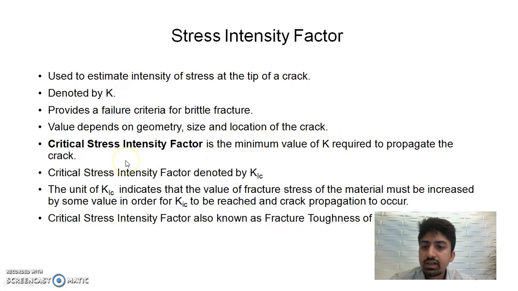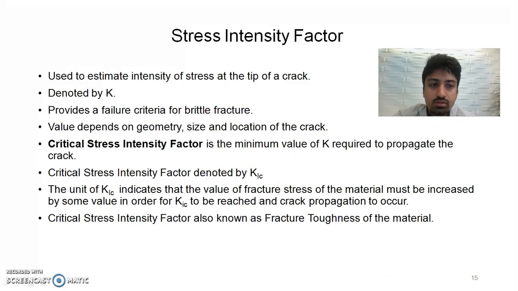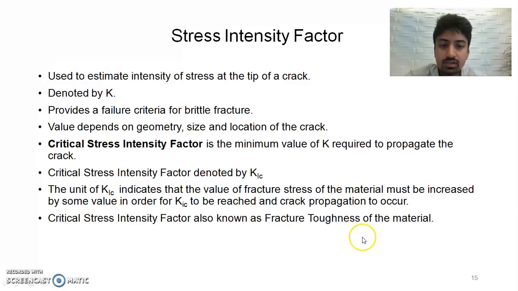There is this critical stress intensity factor, and it is the value that is required to be reached for the crack to propagate. It is also known as the fracture toughness of the material, and this is the most important factor which governs whether there will be fracture in the material ultimately due to the crack. So critical stress intensity factor is the minimum value of stress intensity factor required for the crack to get propagated. It is denoted by K1C, and it is also called the fracture toughness of the material.